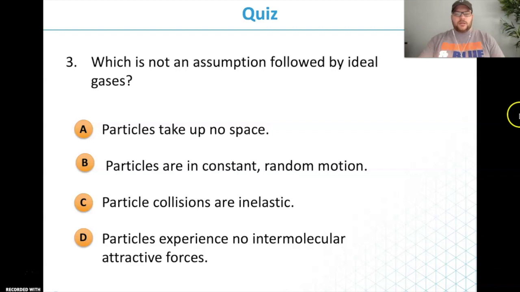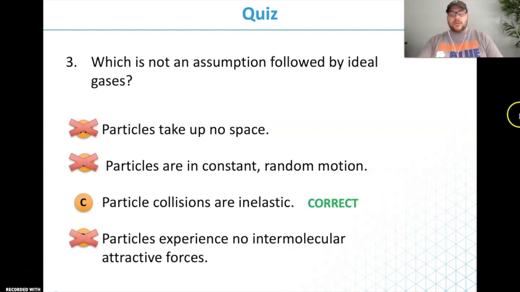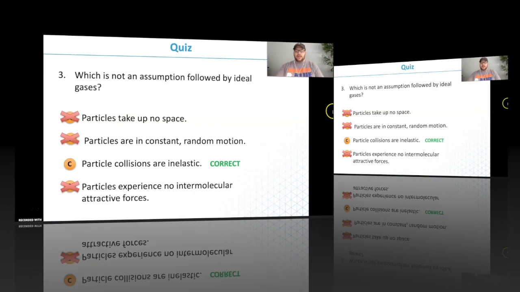Which is not an assumption followed by the ideal gas? Again, if you need more time, go ahead and pause. Okay, so we assume that the collisions are elastic, not inelastic.